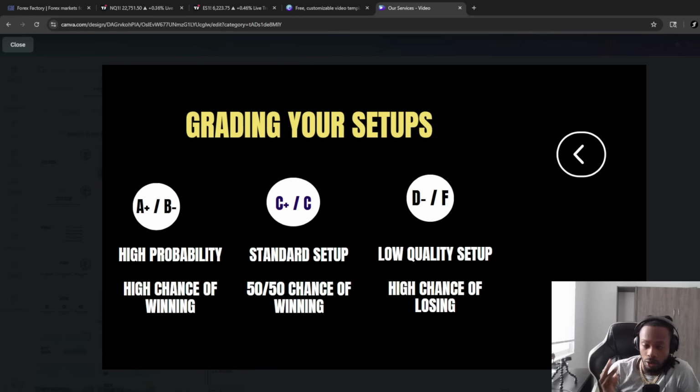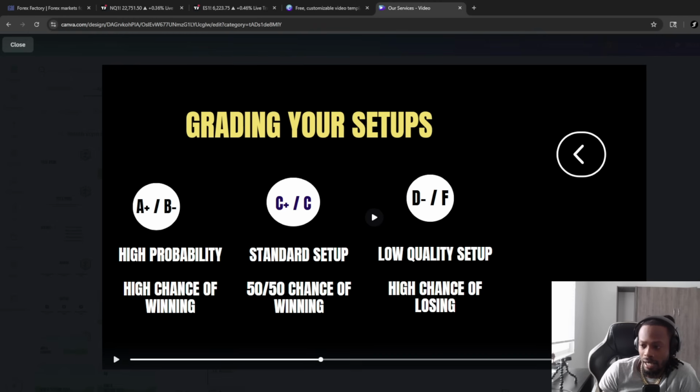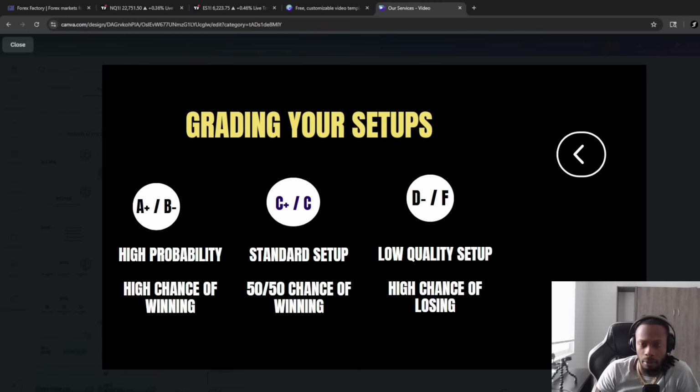Now, these are three different categories, okay? Because every single trade just doesn't equate to every setup that you're going to take. They're just not the same. So the A+ and B- setups are more high probability setups that have a gap, setups where the EMAs look good.